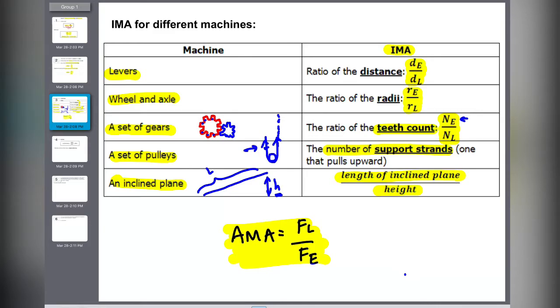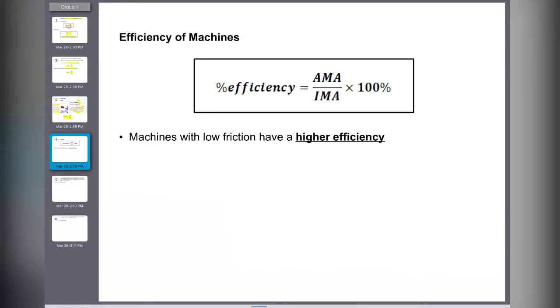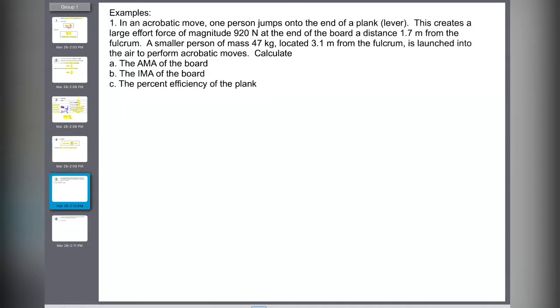You always find your AMA using this, your actual mechanical advantage. IMA depends on what objects or what simple machines you're using. And then after you find that, this is how you calculate the efficiency. Okay, percent efficiency is AMA divided by IMA. If you have low friction, you have a higher efficiency. So let's look at an example.